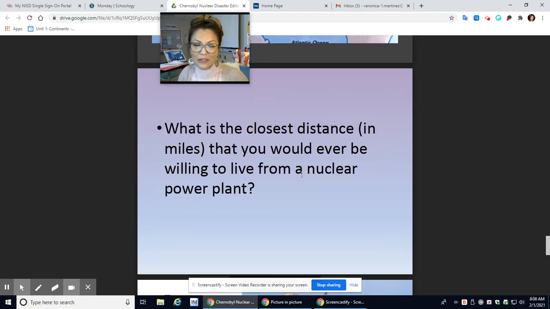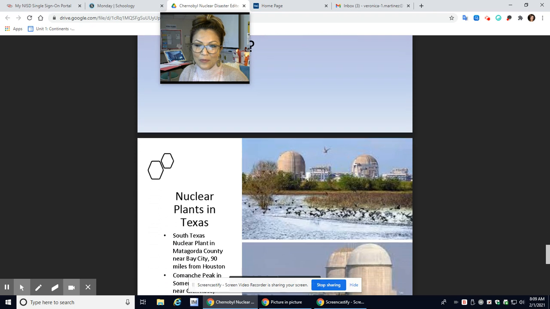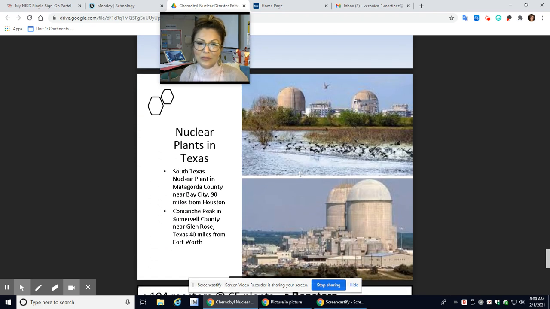What is the closest distance in miles that you would ever be willing to live from a nuclear power plant? It's a tongue twister there. Well, believe it or not, we have two in Texas. We have the South Texas nuclear plant in Matagorda County. It's near Bay City, near Houston, and Comanche Peak in Somerville County, which is 40 miles from Fort Worth. So it's not very far from us.